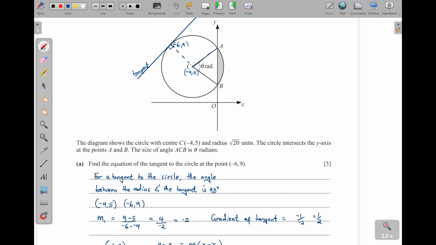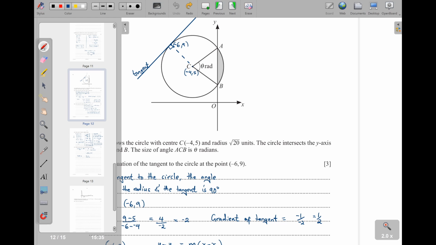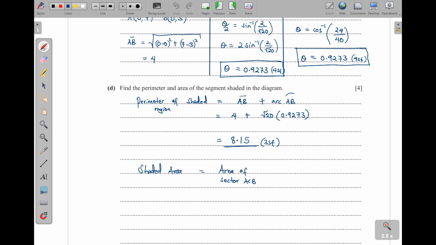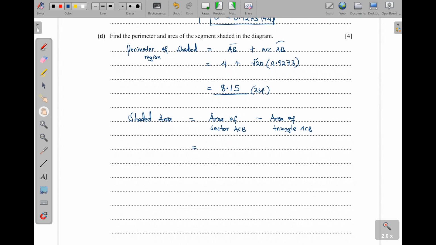Then we shall subtract this triangle here. Okay, we take off this. So SCB, then minus area of triangle SCB. Now, here we are going to have area of a sector is given by a half r squared theta. Now, a half r is root of 20 squared. Then theta, we have seen it is 0.9273. Then minus a triangle which is not right angled.